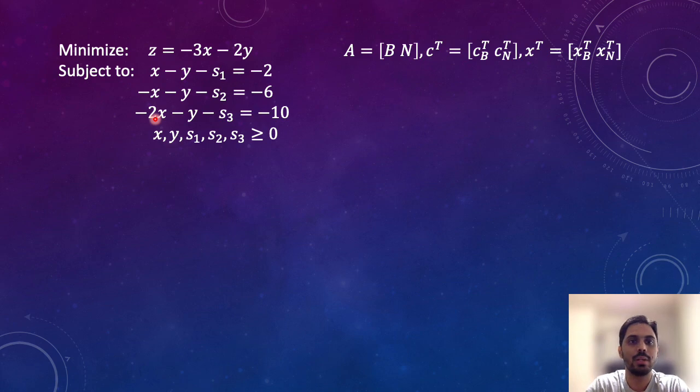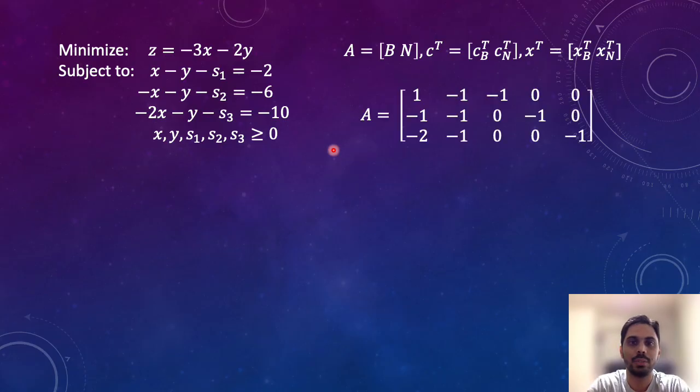So let's first of all rewrite this A in terms of this matrix format. It's basically the coefficients of X, Y, then S1, S2 and S3. So if we list them down, it will look something like this. These are the coefficients of X, which are 1, -1 and -2. Then the coefficients of Y, which are all -1. The coefficient of S1 is -1 here and 0 in the other two. And so on and so forth for S2 and S3.